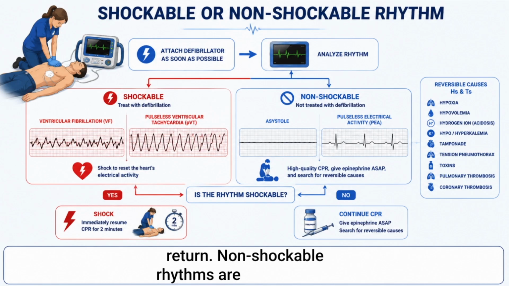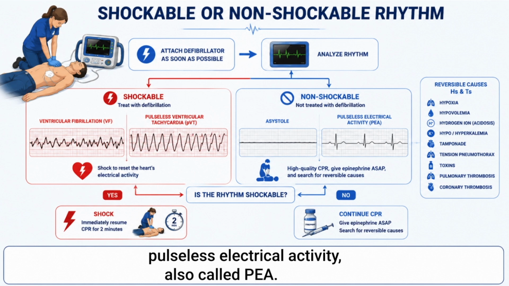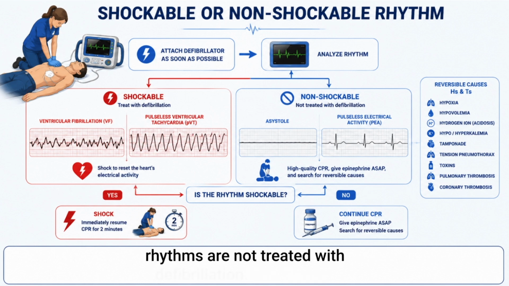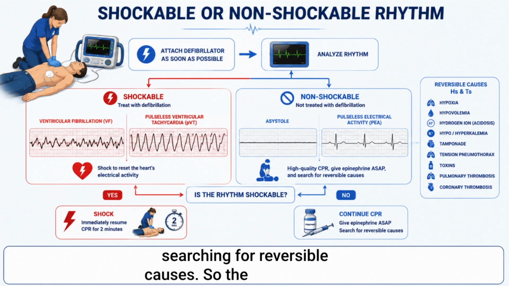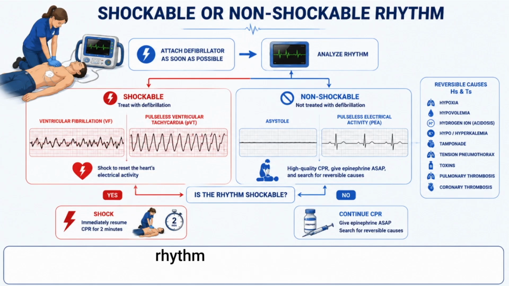Non-shockable rhythms are asystole and pulseless electrical activity, also called PEA. These rhythms are not treated with defibrillation. Instead, the priority is high-quality CPR, early epinephrine, and searching for reversible causes. So the first question after rhythm analysis is simple but critical: is the rhythm shockable?